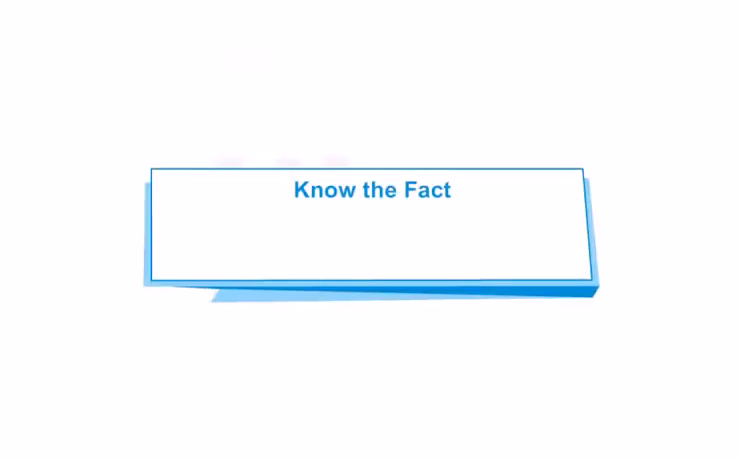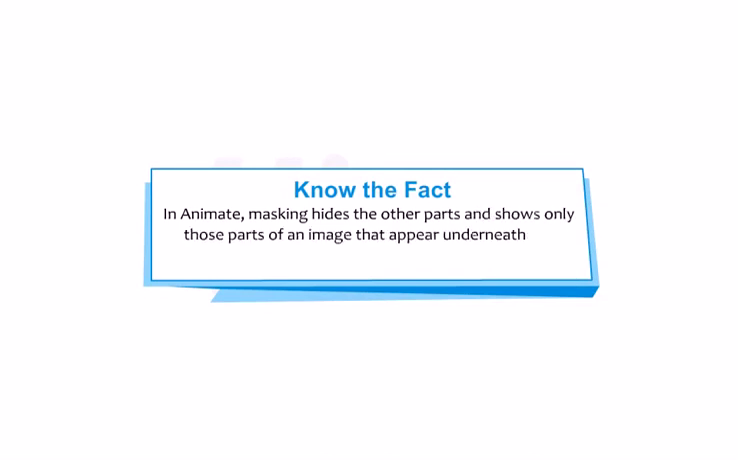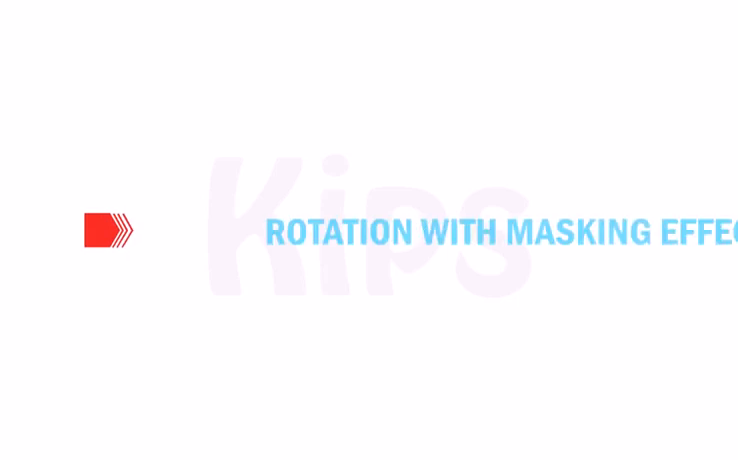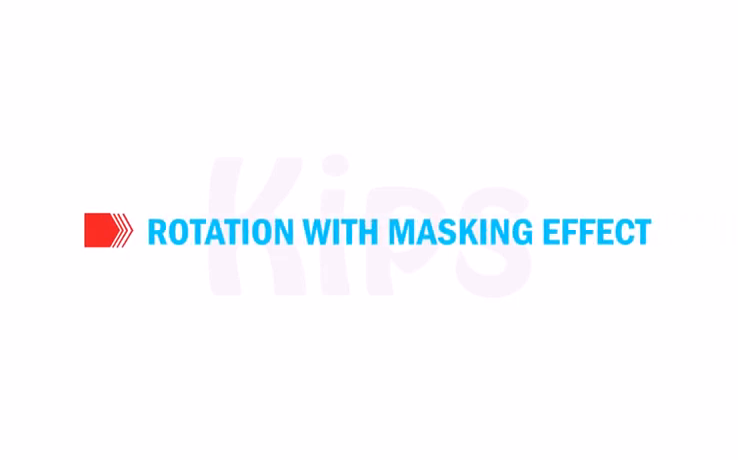Students, know the fact that in Animate, masking hides the other parts and shows only those parts of an image that appears underneath the object on which we are applying the masking effect. Students, let's understand how to rotate with masking effect.